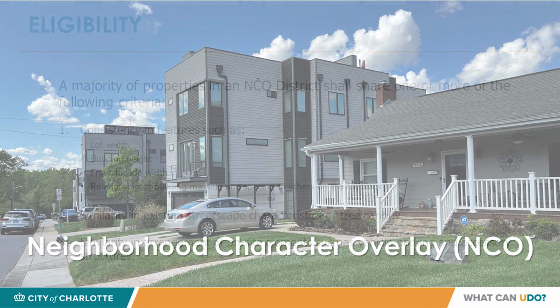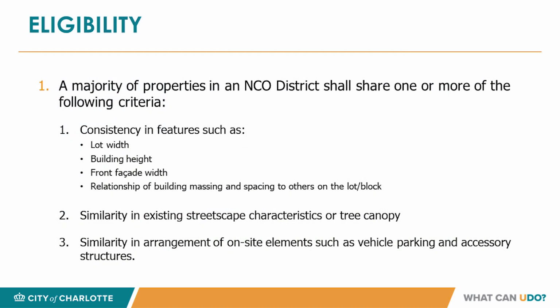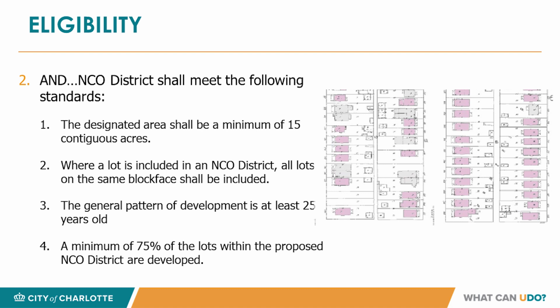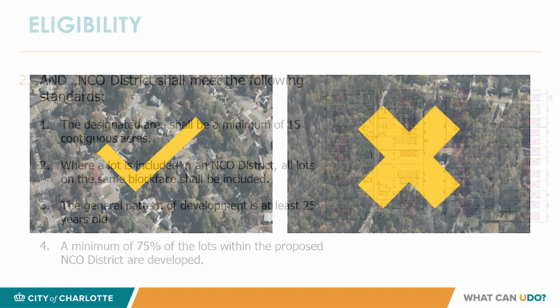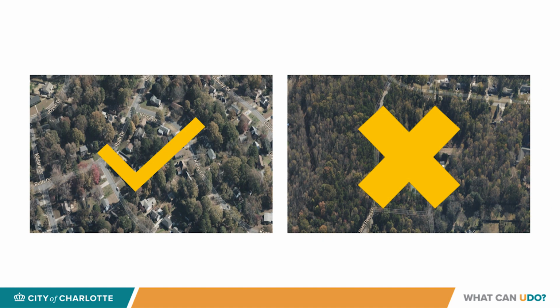First, the neighborhood character overlay, or NCO, is for areas that were developed at least 25 years ago that have a consistent development pattern and key design features. The streets, lots, and buildings should share common features such as how close the buildings are to the street, how tall the houses are, how close the buildings are to each other, where people park their vehicles, if there are sheds and garages in the backyards, and the presence of large trees. It also requires a minimum of 15 contiguous acres, with 75% of the lots developed.